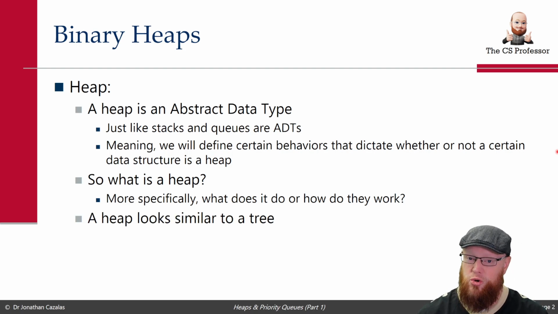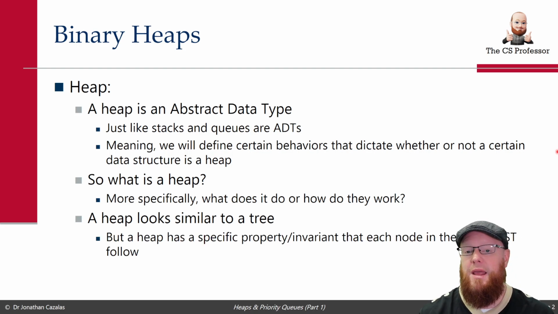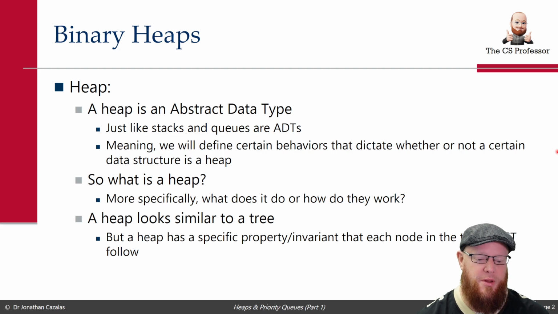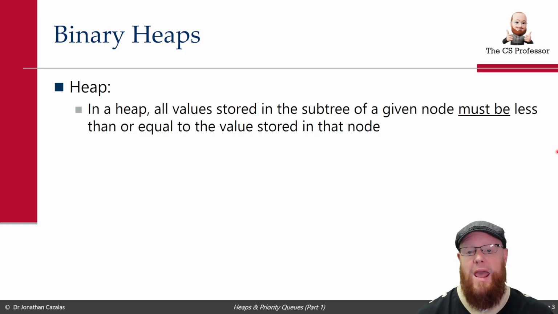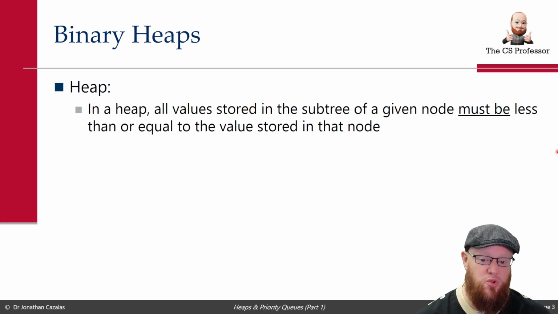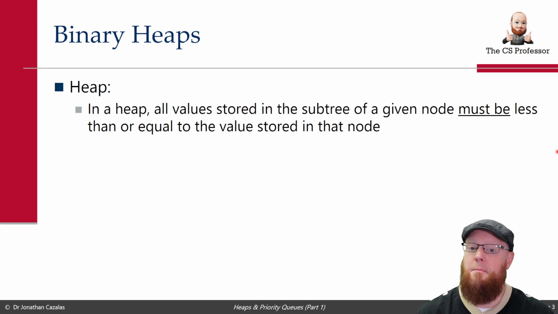It looks like a tree. In fact, we're going to explain it's a complete tree. But a heap has a specific property that each node must follow in order to make that tree become a heap. In a heap, all values stored in the subtree of a given node must be less than or equal to the value stored in that node. And this is true for what is called a max heap.